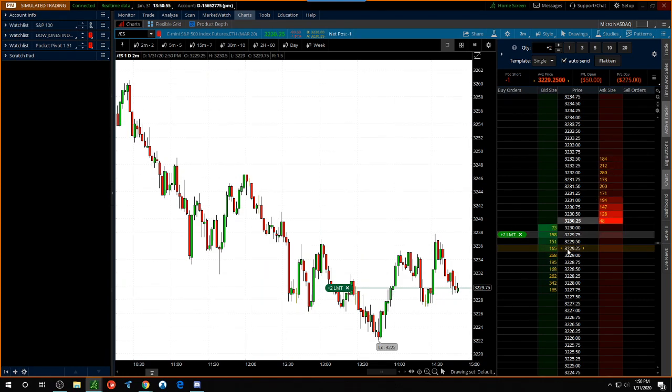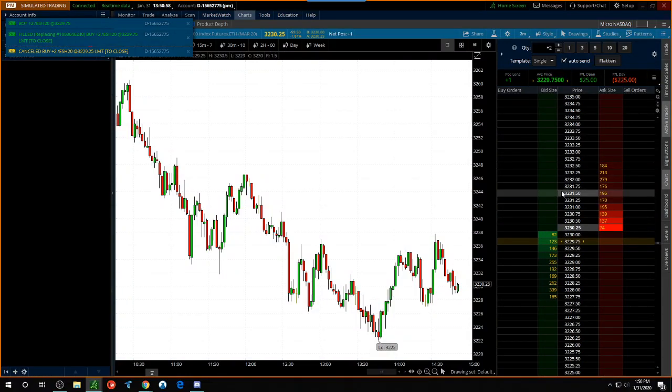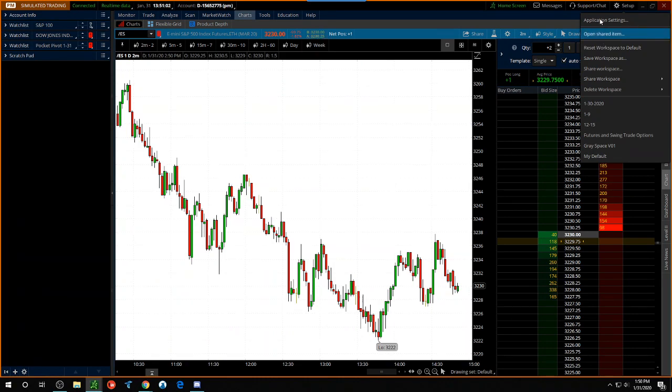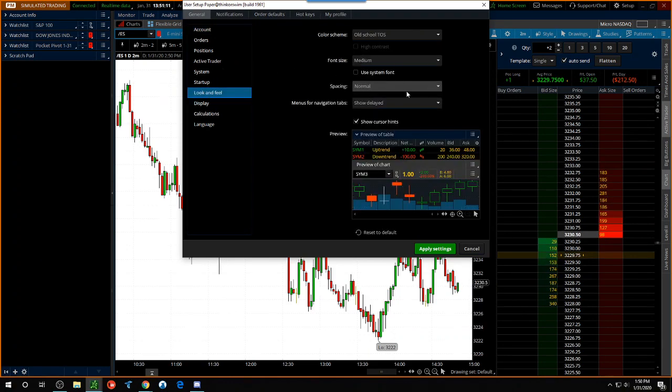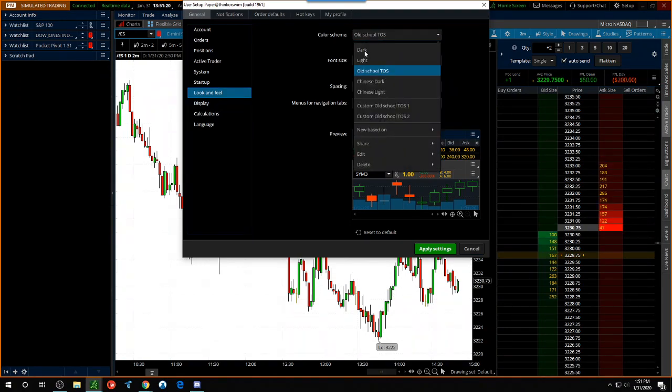I don't know how I got the gradient effect. I would have bet it's because of the setup. So if you go into application settings and you go to look and feel, I am under old school TOS, and you're probably not in old school TOS. You're probably in dark or light.